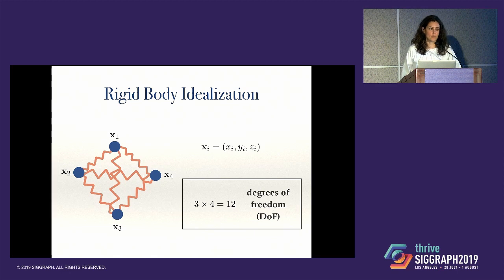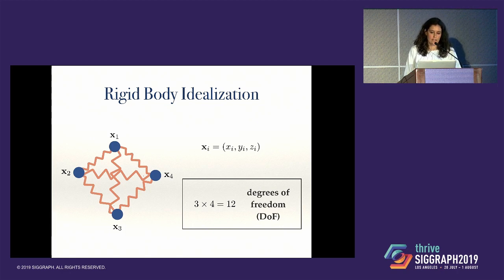So let's look at this system. We have 4 different particles. Each particle has a position. And if we're in 3-dimensional space, each position has 3 numbers, so x, y, and z. So if we count degrees of freedom here, which is the number of parameters that we need to represent the configuration of the system, we get 12.